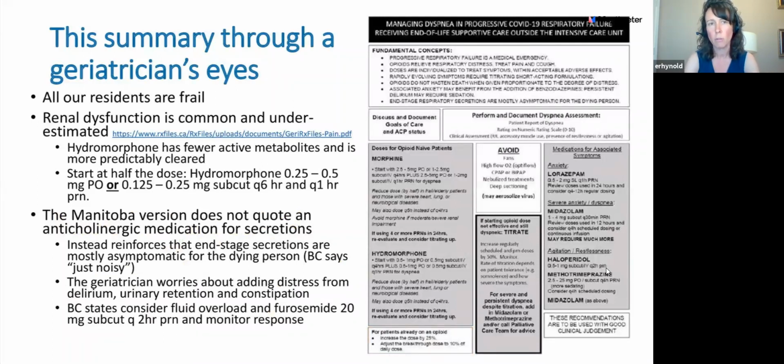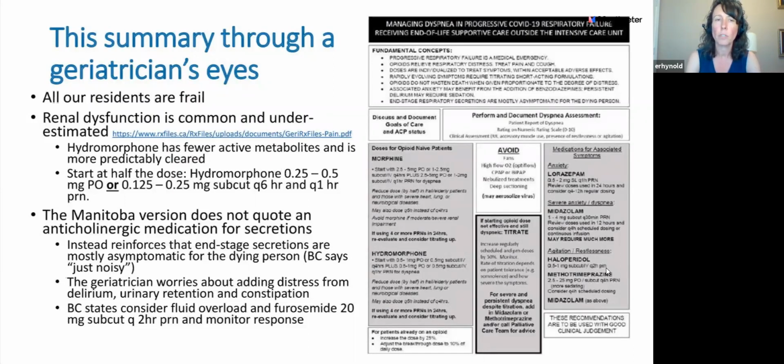So when I look at this summary through a geriatrician's eyes, all of our residents are frail. So anywhere through here that says, if frail, consider this. They actually make a couple of specific comments about frail people. Take that into consideration. That's who we're talking about, our personal care home residents. Renal dysfunction is common and underestimated in older adults overall. And we can't use the last time their creatinine was checked as a good estimate of their current renal function. When people have COVID-19, they're at very high risk of being somewhat dehydrated and their kidney function being at risk.